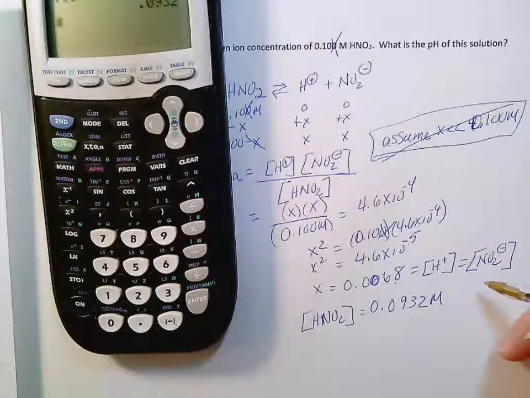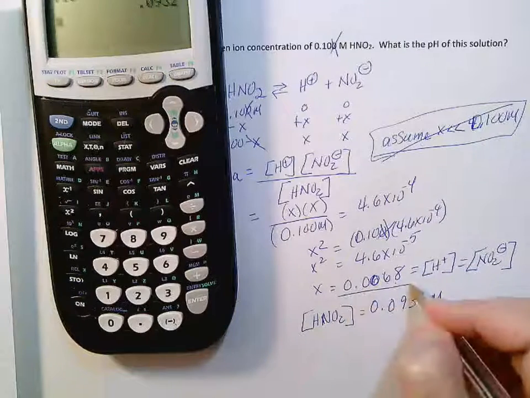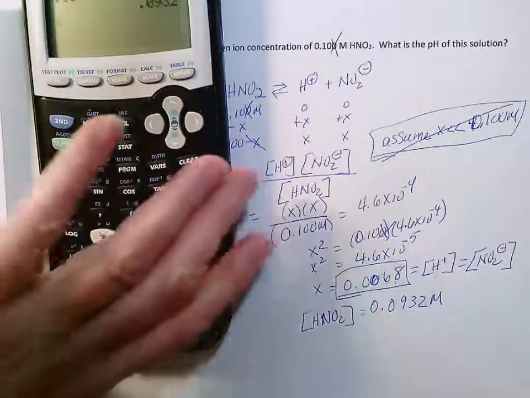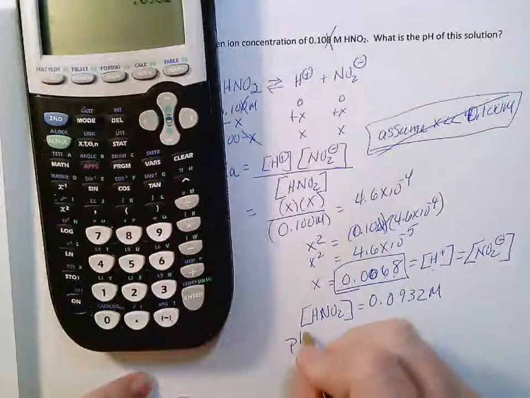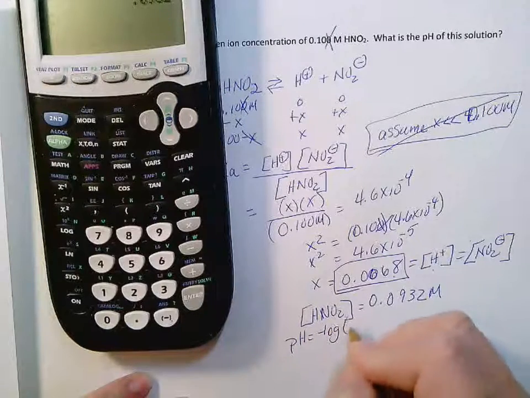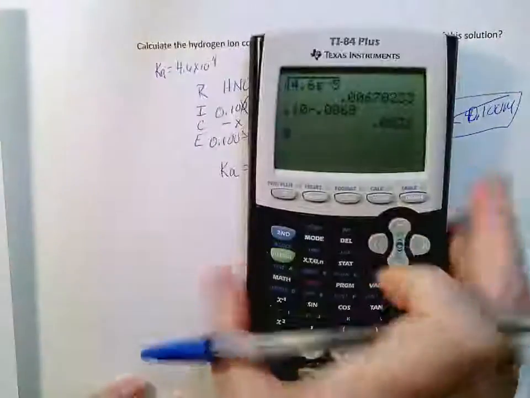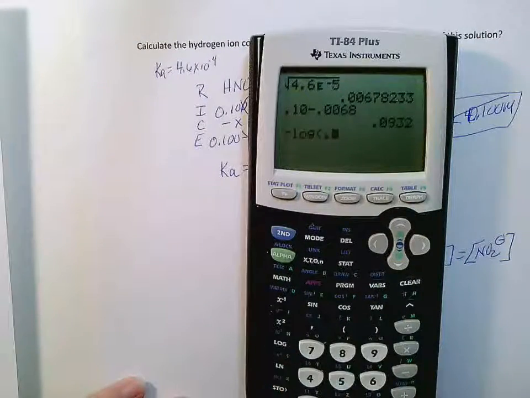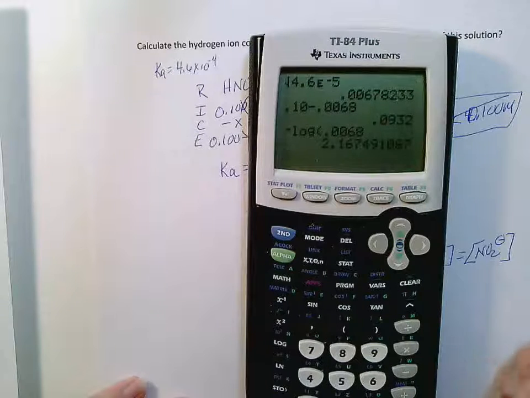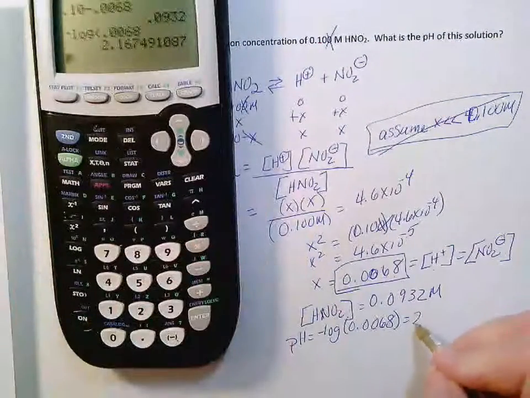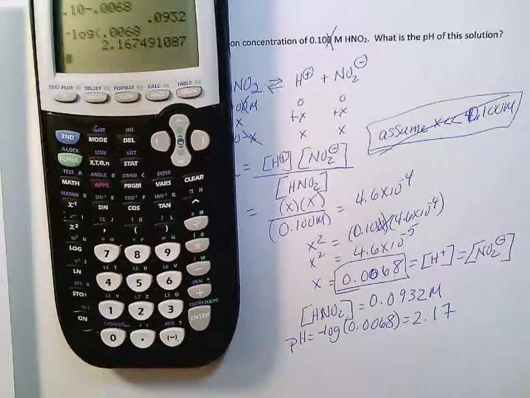So now if I wanted to calculate my pH, since this is my hydrogen ion concentration and my NO2 concentration, my pH would equal negative log of 0.0068. So negative log 0.0068 equals, and I get my pH is 2.17. Because again, my significant figures are 2. That's how many decimal places I get.